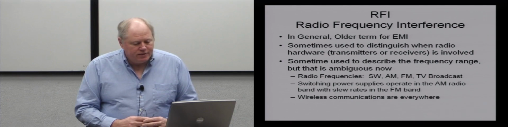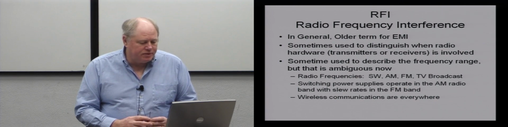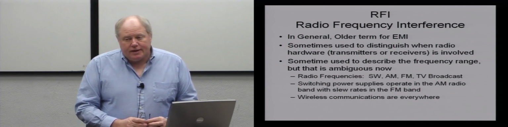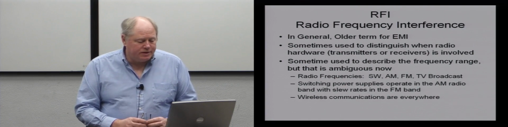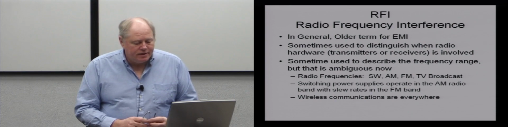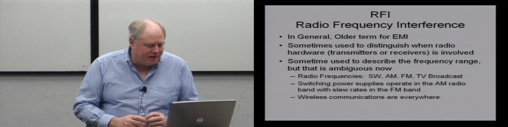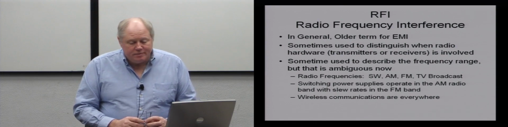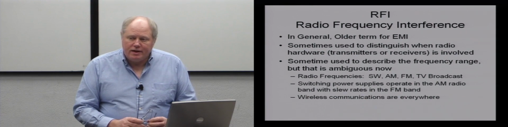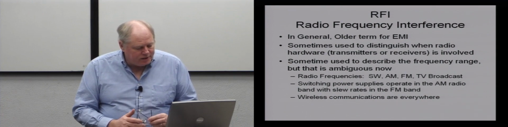Now there's all sorts of other things going on. I mean, switching power supplies, lots of motor drives, all sorts of things make radio frequency interference. So sometimes people use it now to talk about the frequency range. That's also kind of ambiguous, because what is radio frequency? It's kind of anything that's in the hundreds of kilohertz on up to almost anything. Switching power supplies oftentimes now are operating in the AM broadcast band. I suppose someday we'll be operating in the FM broadcast band.